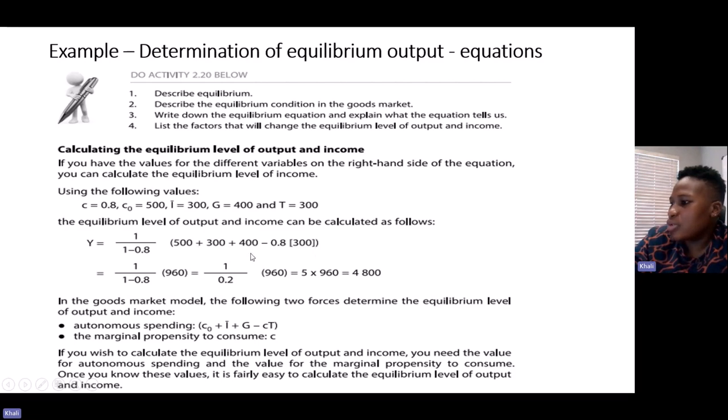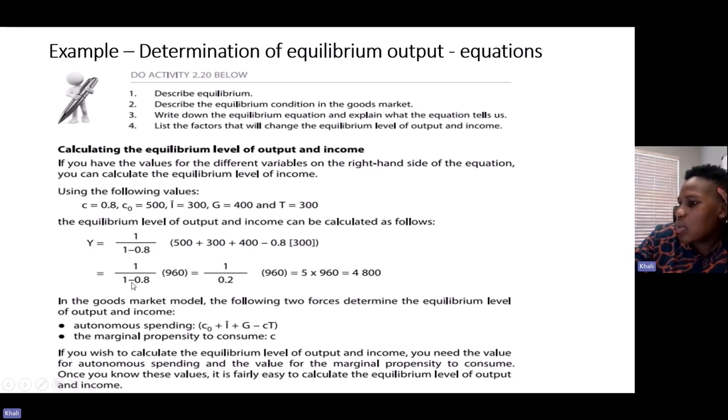I don't know how many of you have a maths background, but you would start with the stuff in brackets, and the stuff in brackets is 0.8 times 300. So if you take your calculator, 0.8 times 300, that's 240. It's 500 plus 300, plus 400, minus 240. That's 960, right?